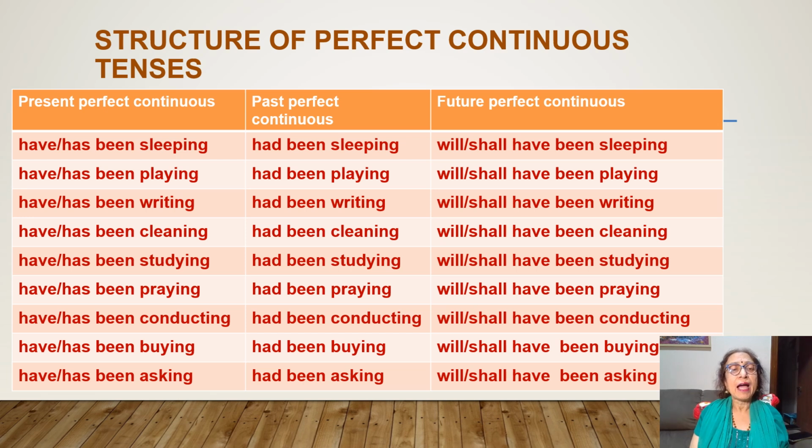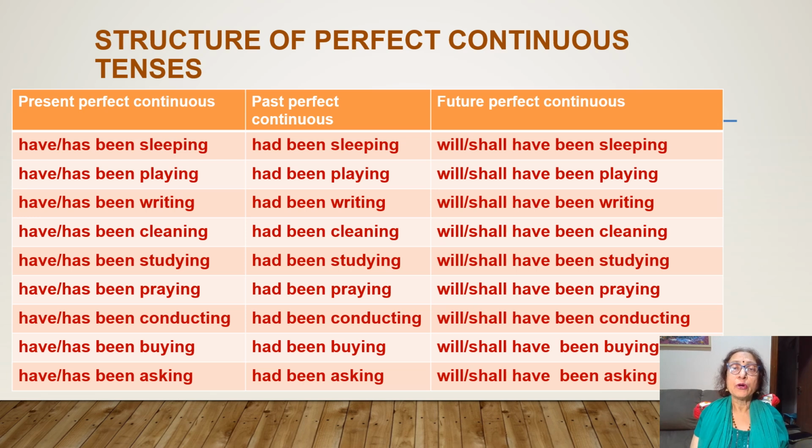So we have been sleeping, has been sleeping. He, she, and it will take has. Has been playing for he, she, and it, have been playing for all the other forms. First person singular plural, second person singular plural, third person plural will use have.